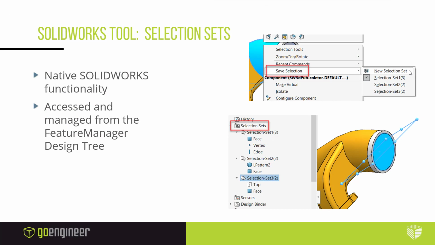The other SOLIDWORKS native tool I want to share with you all is called Selection Sets. Selection Sets allows you to save or package a group of points, edges, faces, solid bodies, or any reference geometry for reuse without having to select all the items over and over again. This works out pretty great, especially if your model is especially detailed, where there may be a lot of faces to select repeatedly for assigning different flow conditions.